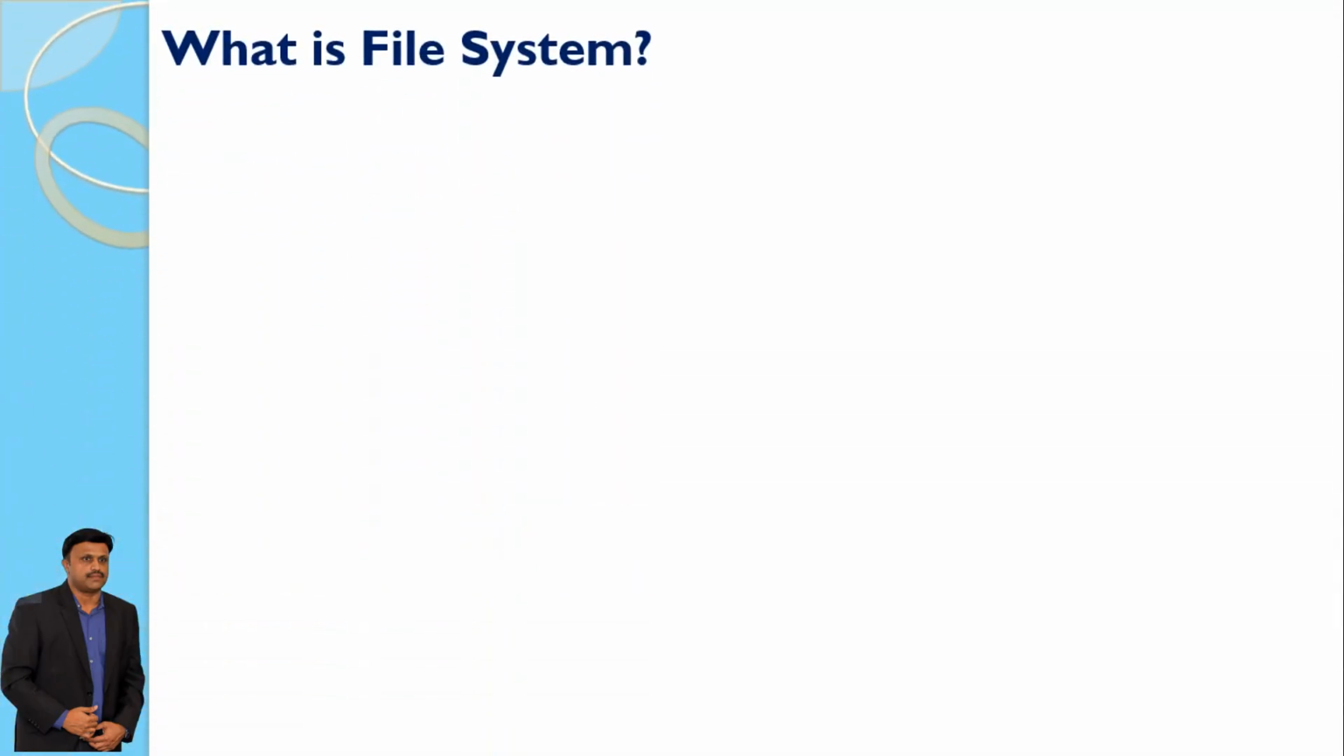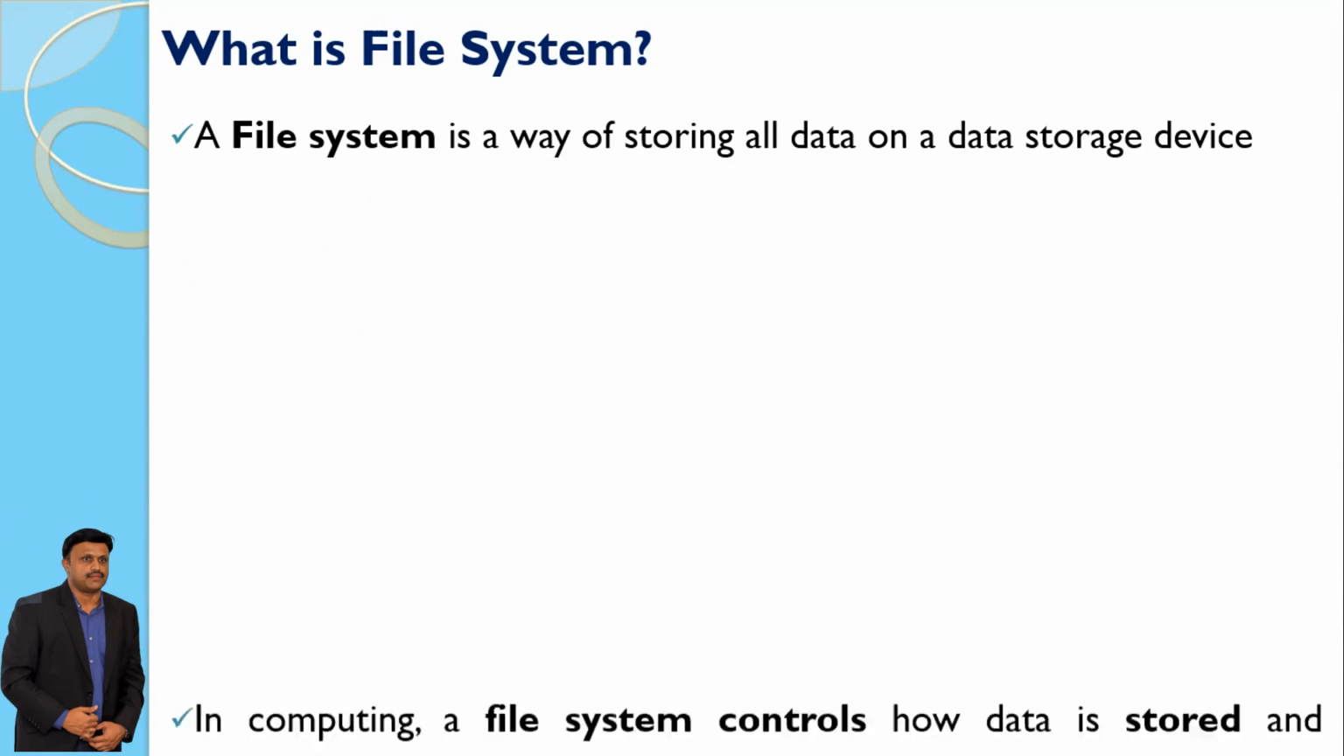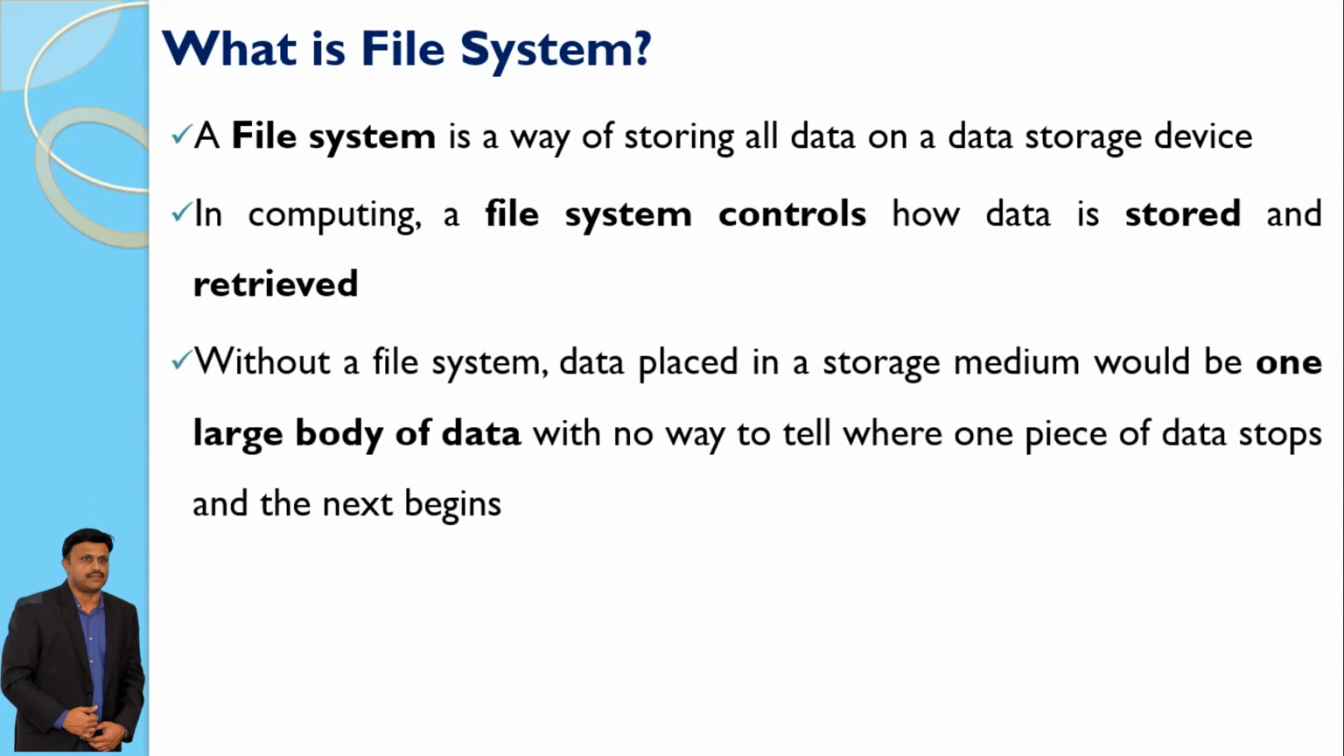A file system is a method of storing and organizing data on a storage device. It controls how data is stored and retrieved, ensuring that data is not just a large, undifferentiated body of information.